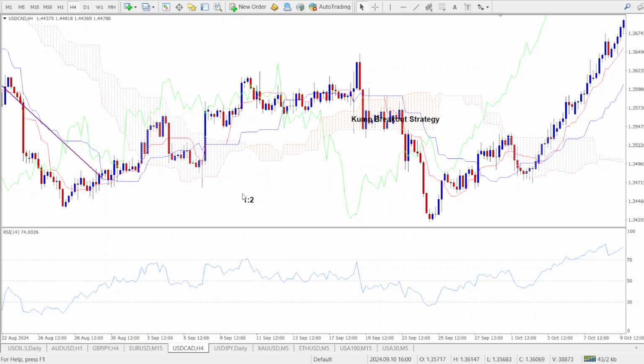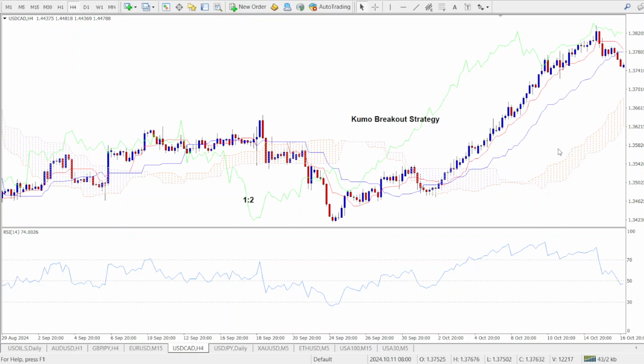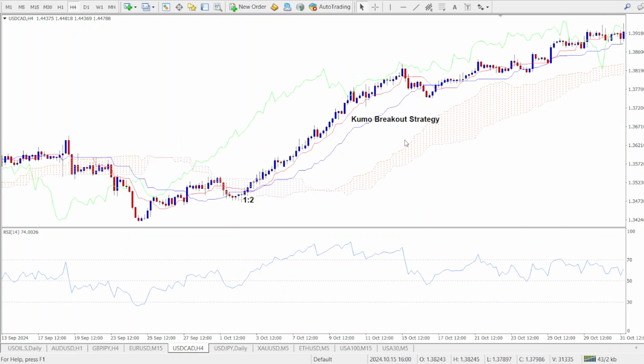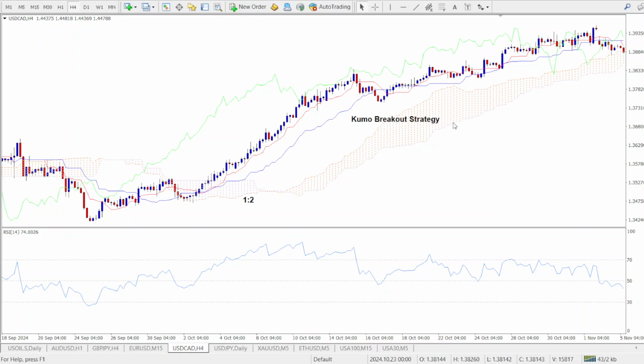All right, this means that you are risking 1 to make 2. So if you are risking $1, your potential profit should be $2. If you are risking $4, your potential profit should be $8. If you are risking $50, your potential profit should be $100. If you are risking $1,000, your potential profit should be $2,000. Okay. Now, after entering, keep an eye on market conditions and adjust your stop loss to lock in gains as the trade moves in your favor. All right. The Ichimoku Cloud can also help you decide when to exit if the price re-enters the Kumo or reverses.